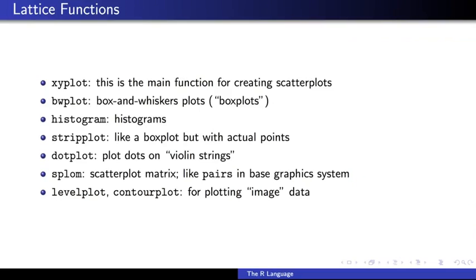The main functions in the lattice package are xyplot for creating scatter plots, bwplot for creating what are called box and whisker plots, or just box plots, histogram for creating histograms, stripplot, which is like a box plot but with points instead of the boxes, dotplot, and splom, which stands for scatter plot matrix. This is analogous to the pairs function in the base graphics system. Then levelplot and contourplot are for plotting image data.